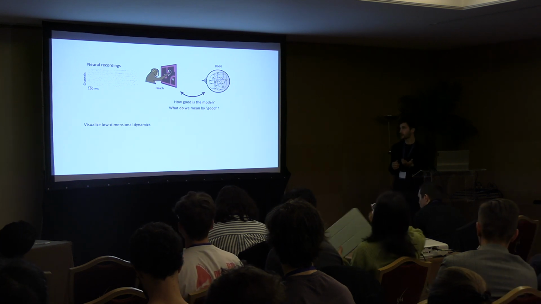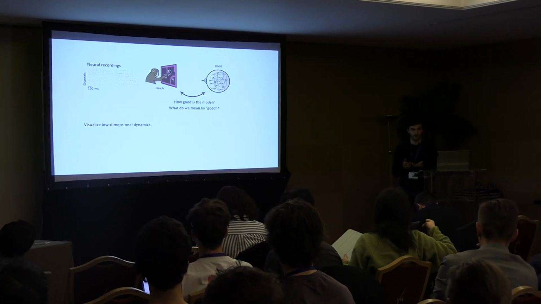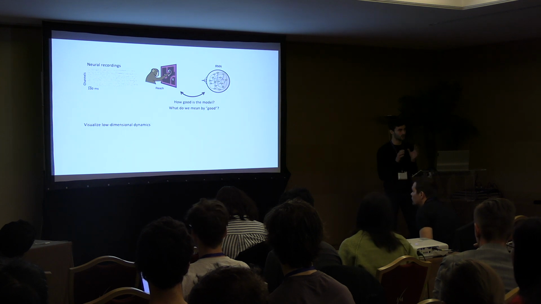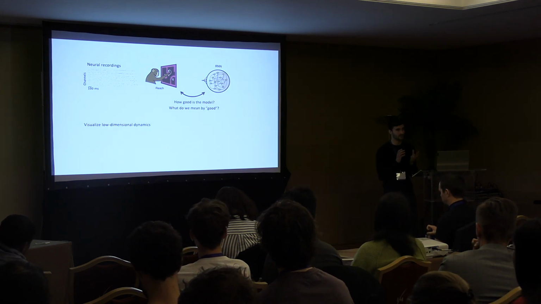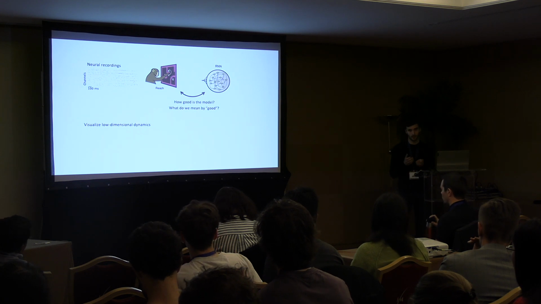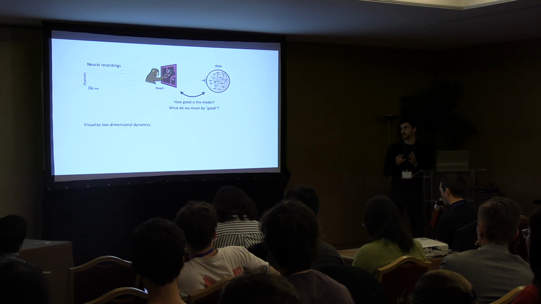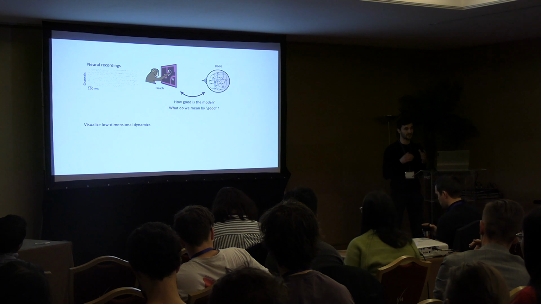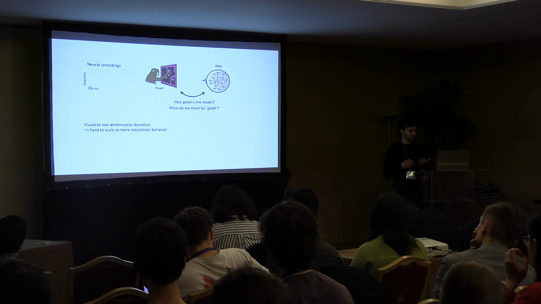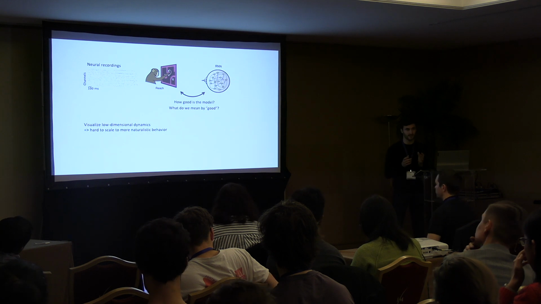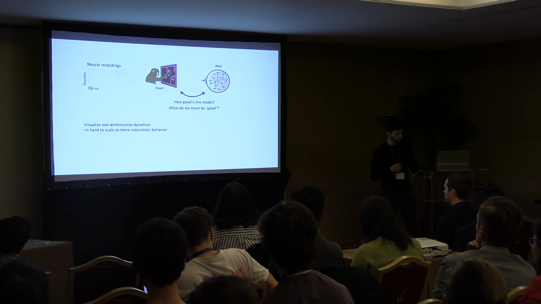So one commonly used approach for recurrent neural networks is to look at the low-dimensional dynamics of the model and the data and try to see if we can find some similarities. But one limitation with this approach is that it really relies on the assumption of low dimensionality. And so it's not going to scale well to more naturalistic or complex behavior.